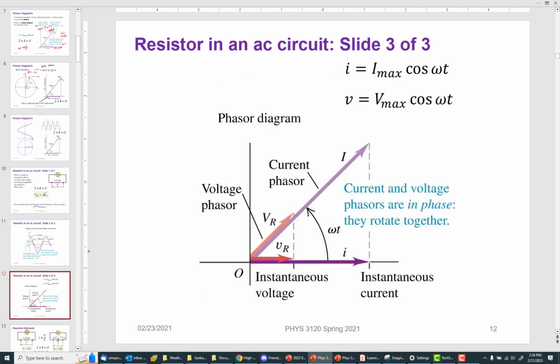The I and the V vectors are always in line with each other, and the V out is always the projection of the multiplication, V equals I R, onto the real axis. But of course, if we put a sine wave into a resistor, we get a sine out.